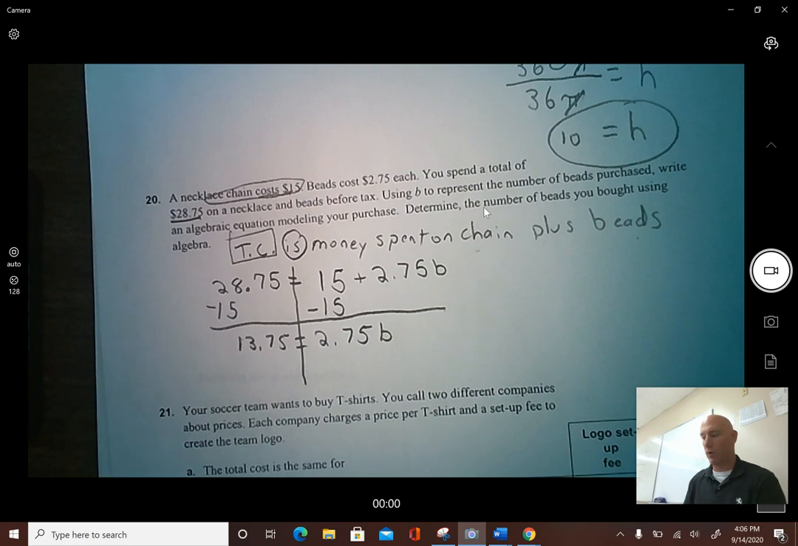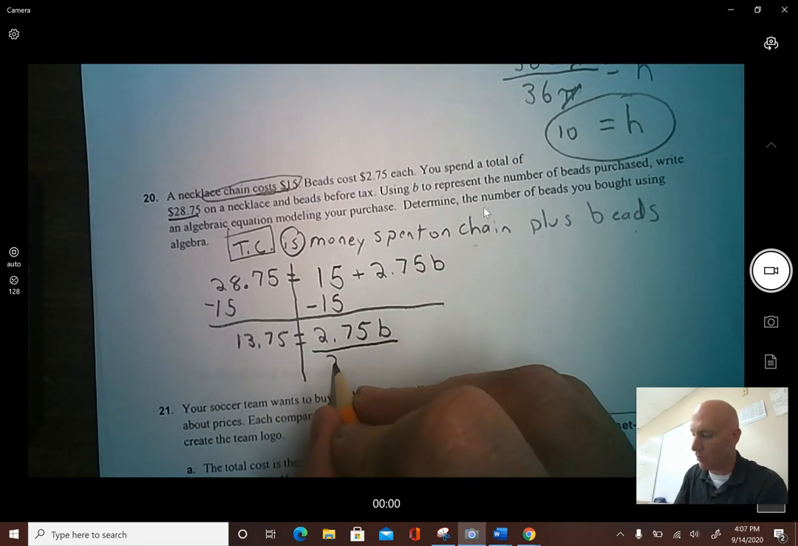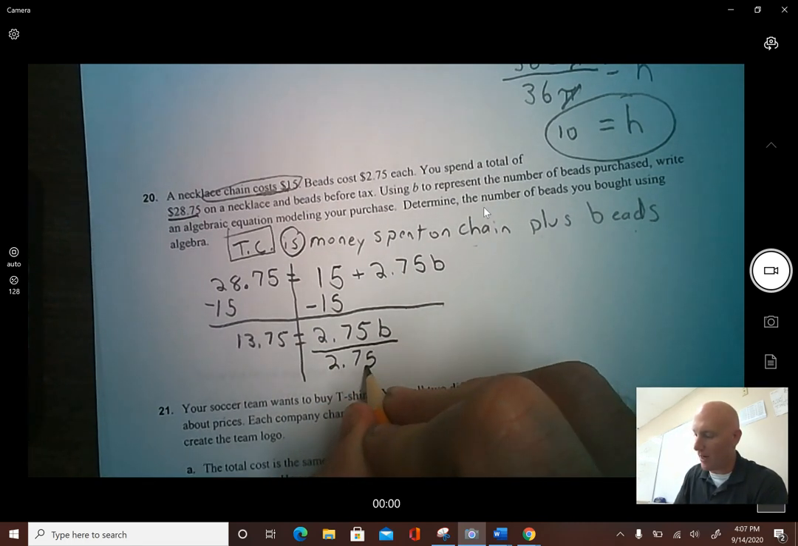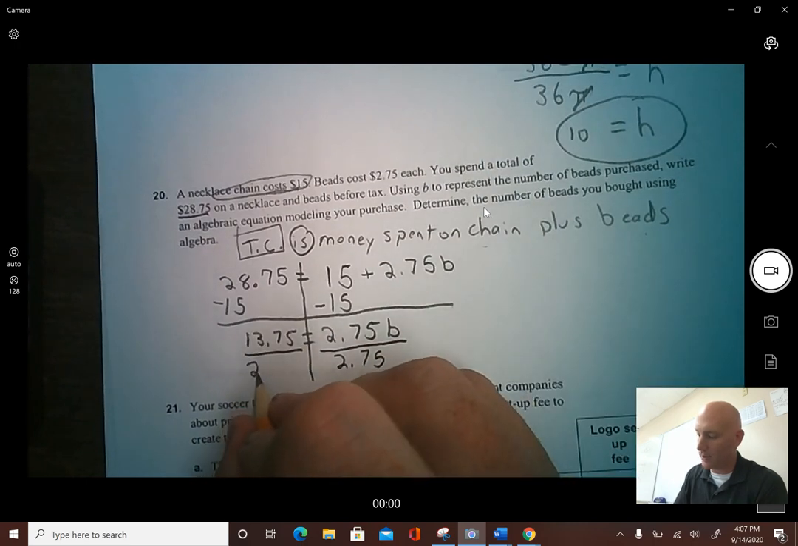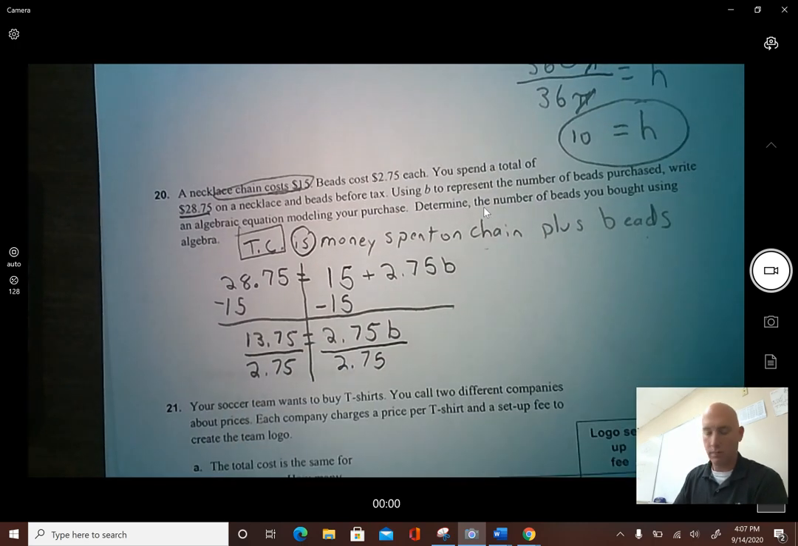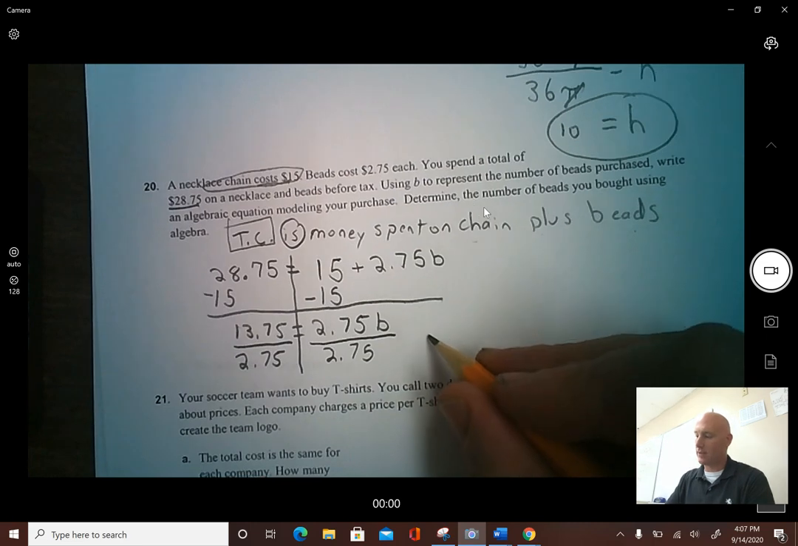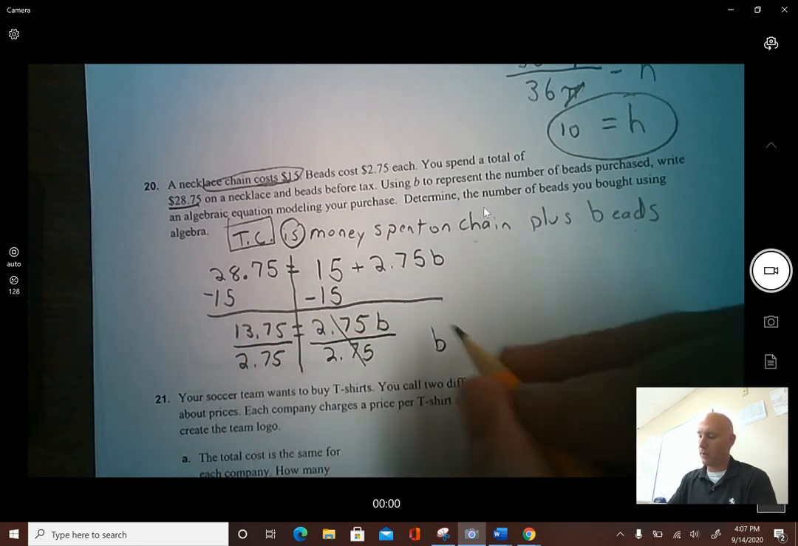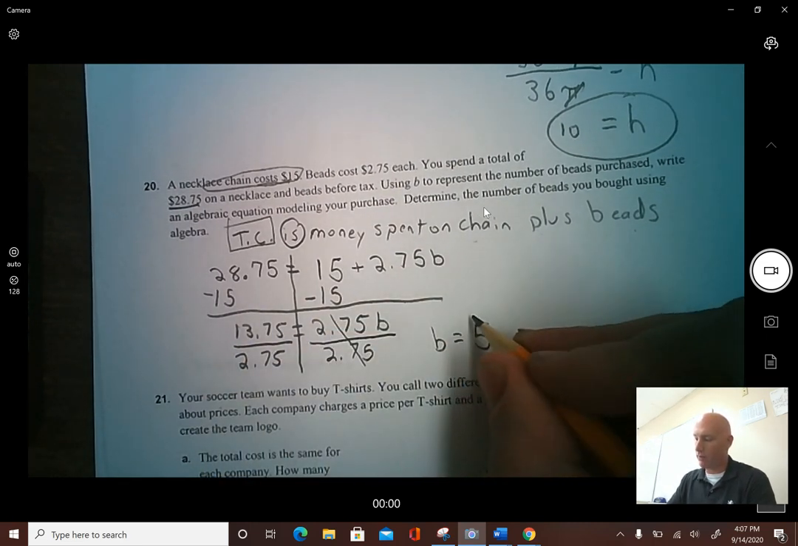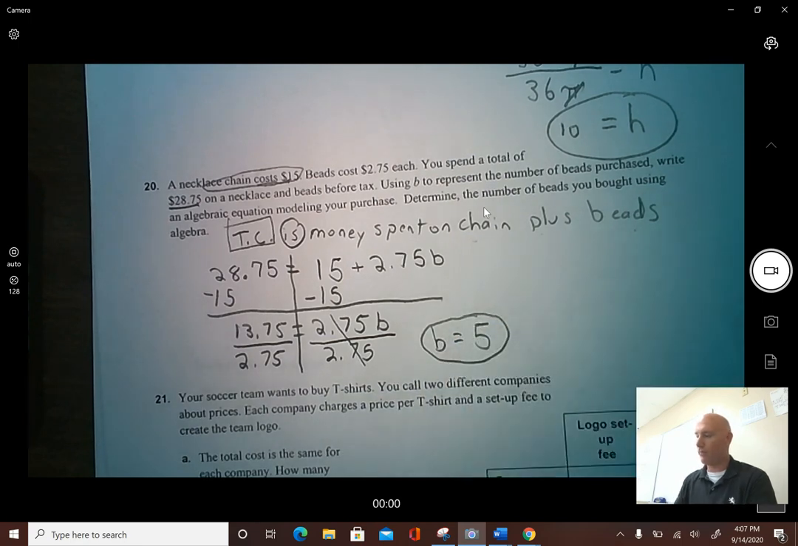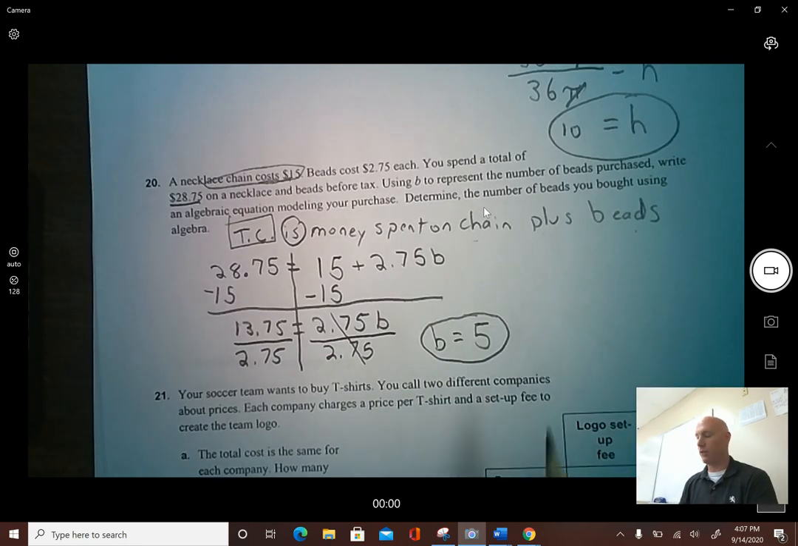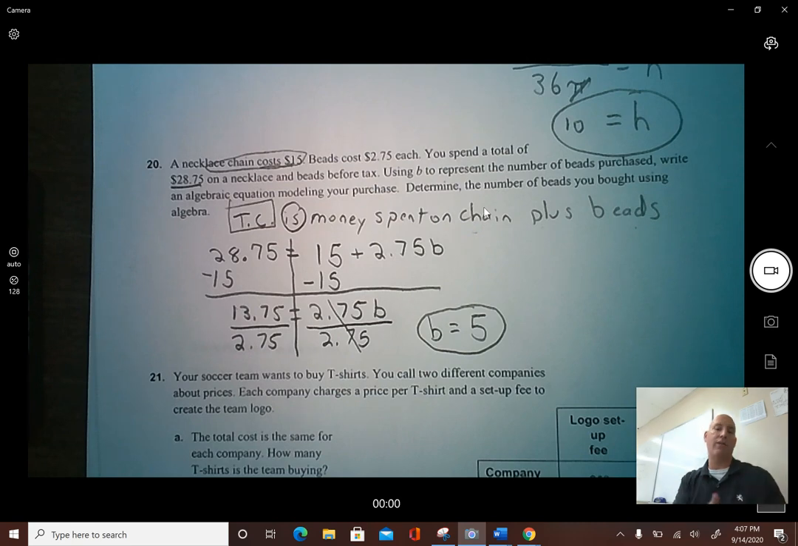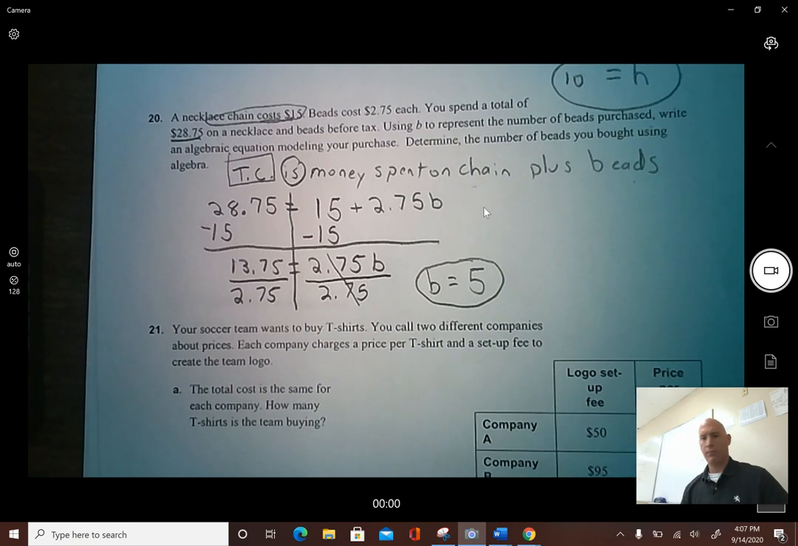That's subtracting over and over. That's just what division really is. So I'm going to divide both sides by 2.75. Okay. And that leaves us with B equals 5. Okay. And if you want to, somebody can write the number of beads as 5 if you want to be more correct. But B equals 5 is fine. Okay. That concludes number 20.